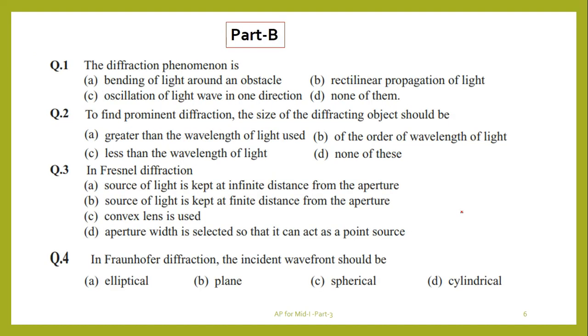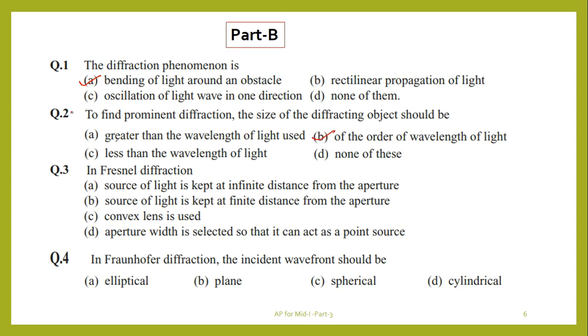Then come to the second part. The diffraction phenomenon is, so it is well known, the diffraction is nothing but bending of light around the obstacles. So this is option A. Then to find prominent diffraction, the size of a diffracting object should be in the order of wavelength of the light.